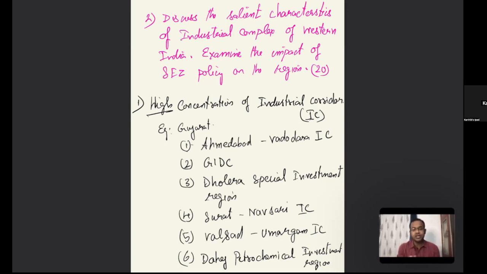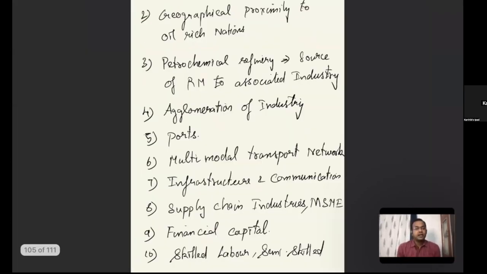So you will be able to see industrial corridors are highly concentrated in the western part compared with the other regions. And also take Maharashtra and speak about Mumbai, Pune, Nashik, Ahmednagar. I have just taken an example of Gujarat. That's it. And geographical proximity to the oil-rich regions of the Gulf, the Persian Gulf, the Strait of Hormuz, or the Northern African regions, all these places, right?